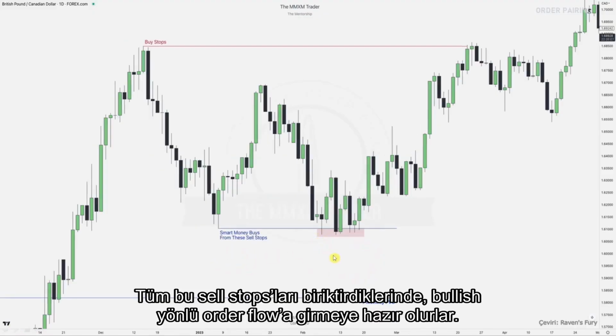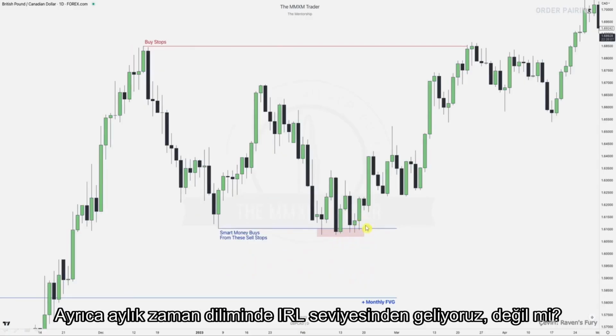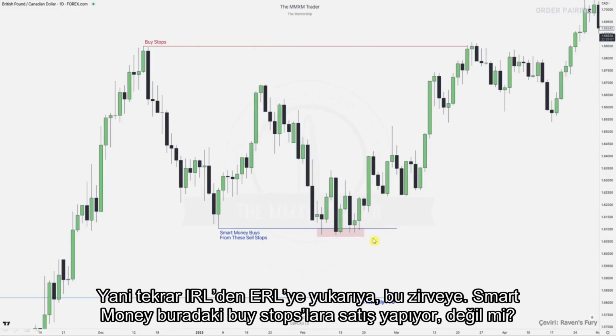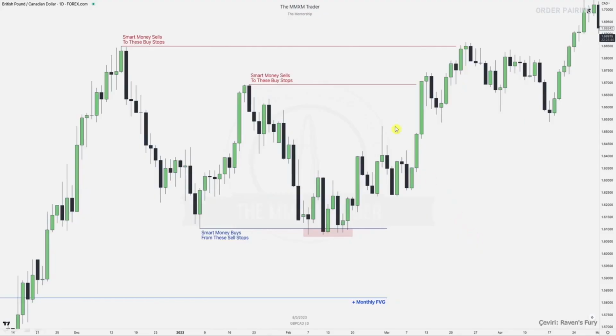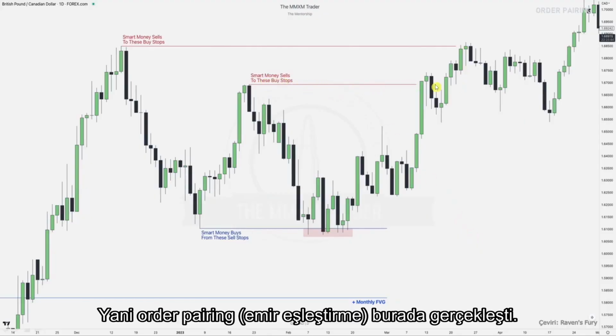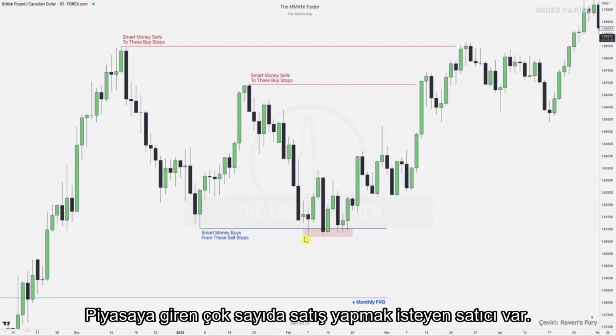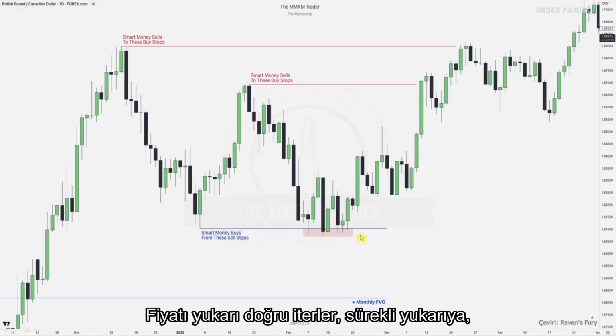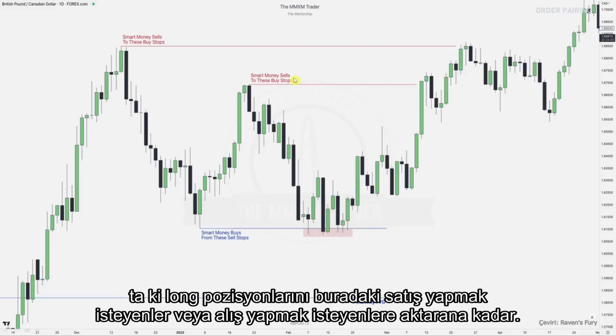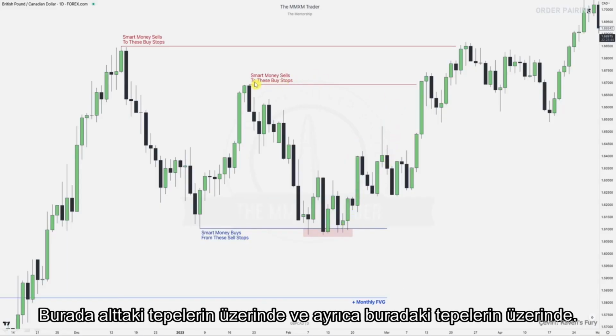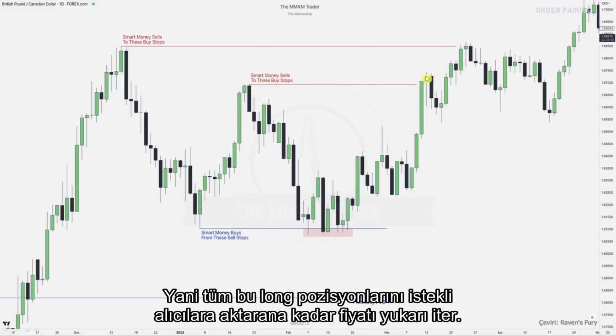So when they have accumulated all these sell stops, they're good to go into bullish order flow, and also we're coming from an internal range on the monthly time frame, right? So from internal to external again, up into this high. Smart money sells to these buy stops over here, right? So order pairing happened down here. Willing sellers entering the market, they push price up and up and up until they can offload their long positions to willing buyers up here above old highs and also above old highs over here.